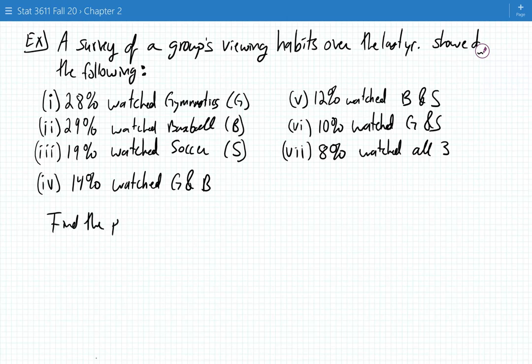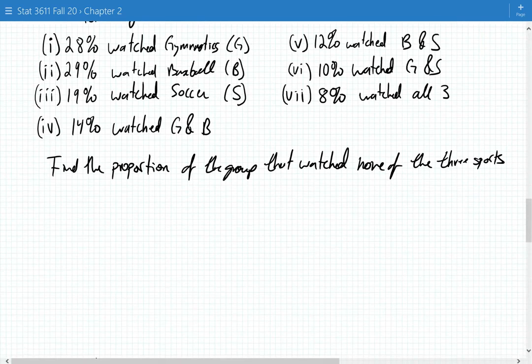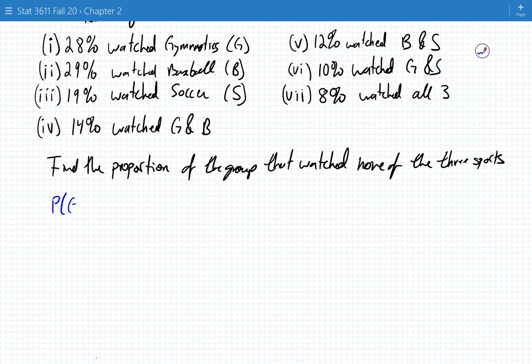Find the proportion of the group that watched none of the three sports. None of the three sports. So that would be not gymnastics and not baseball and not soccer, right? None of the three.